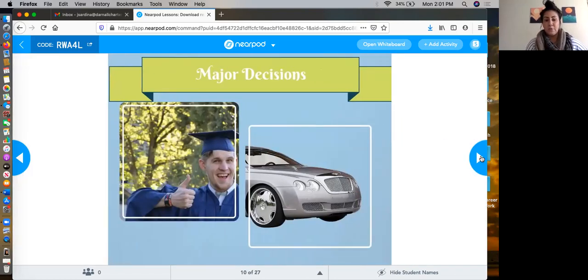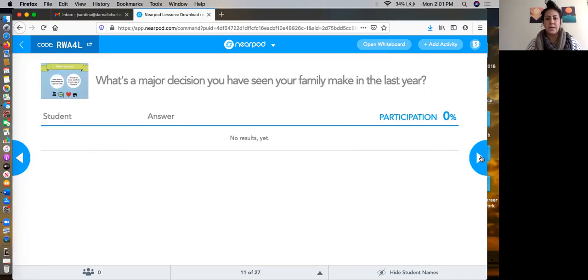And like I said before, some of our major decisions lead us to graduation, heading to college, into a successful career. And that's why it's important to start thinking about these two types of decisions that we make in life.